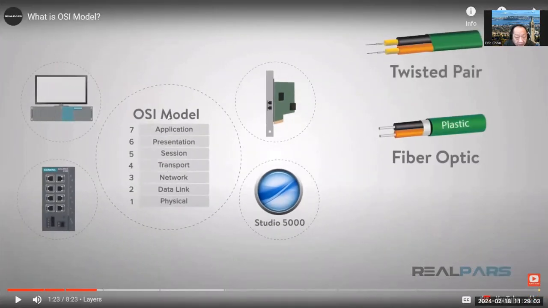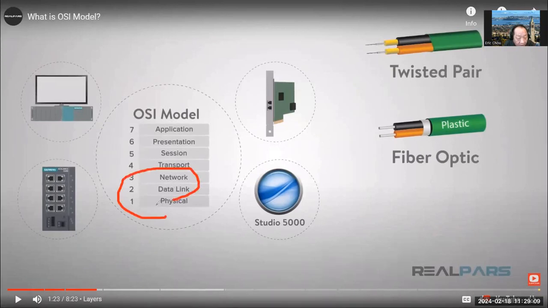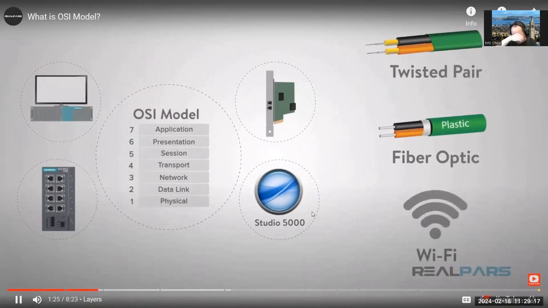Okay, they always exist together, but the lower 4 are more hardware, the top 4 are more software. You must remember that. Optic, Wi-Fi, or other wireless protocols. On the right side, we have the twisted pair, optical, and Wi-Fi.